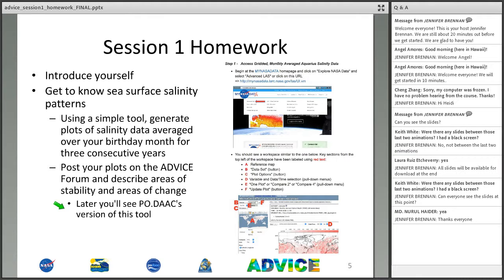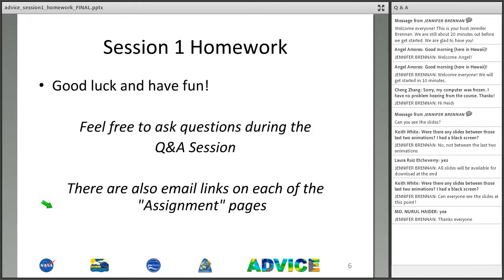But for this week, we're just hoping for you to take the tool, look at it, get to know salinity patterns, and share with your colleagues what you see. So, good luck and have fun.